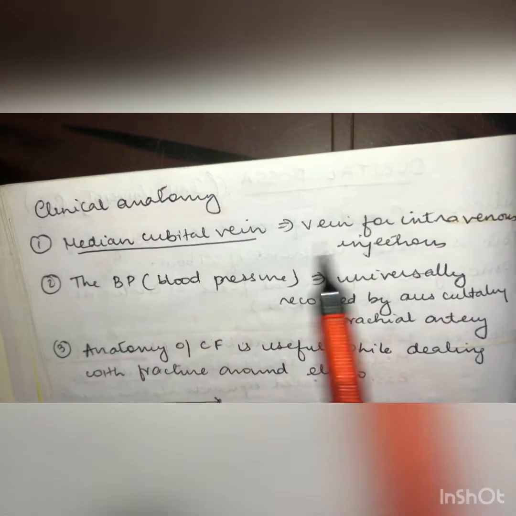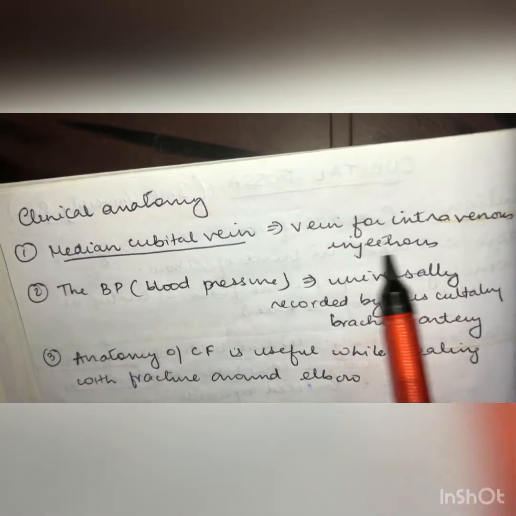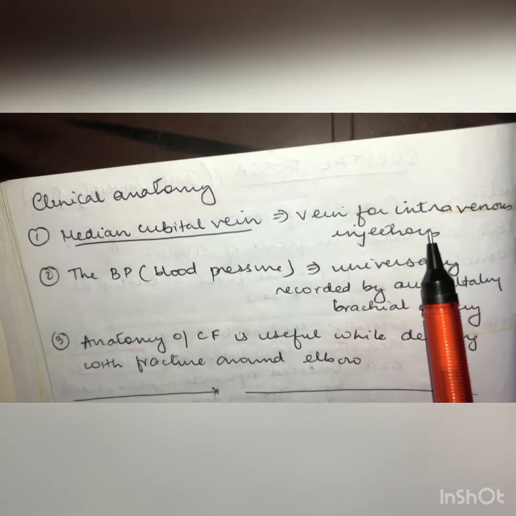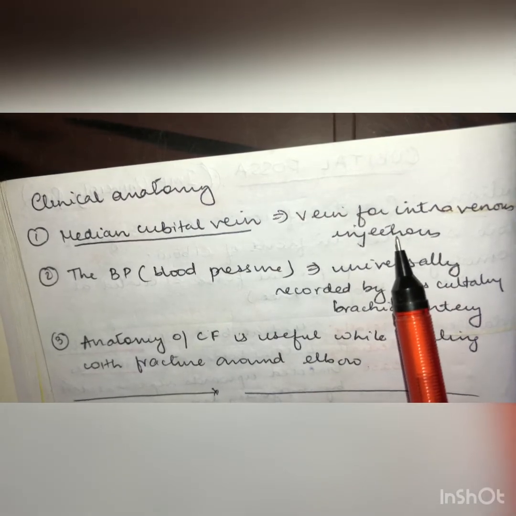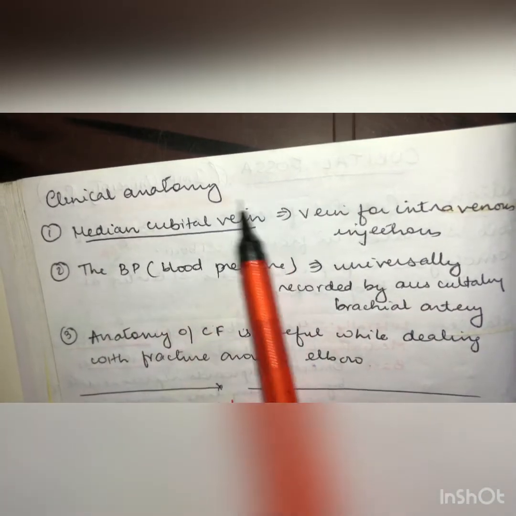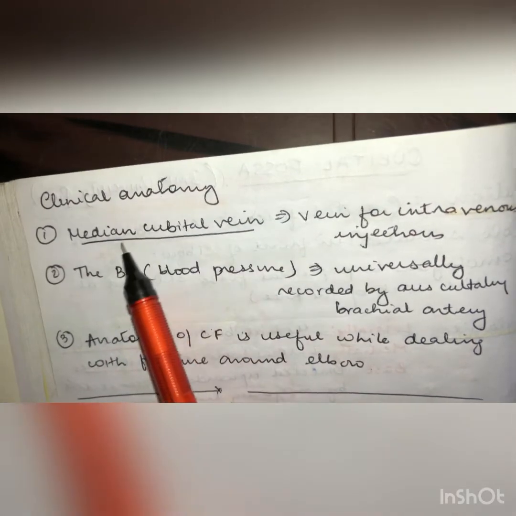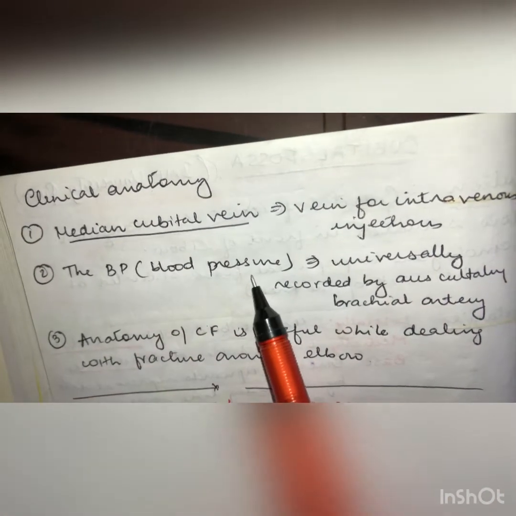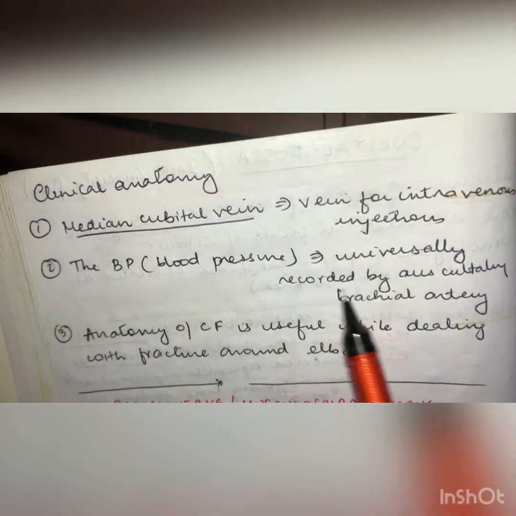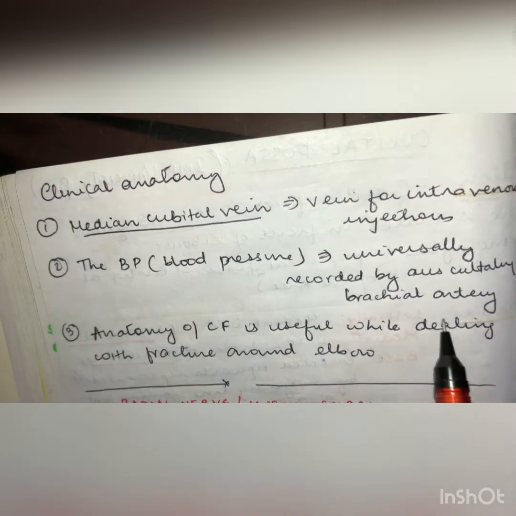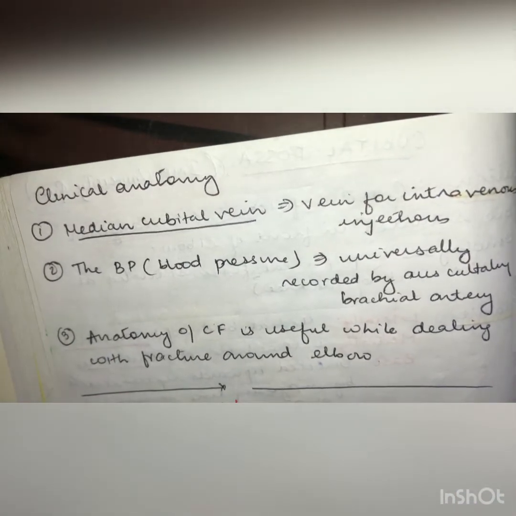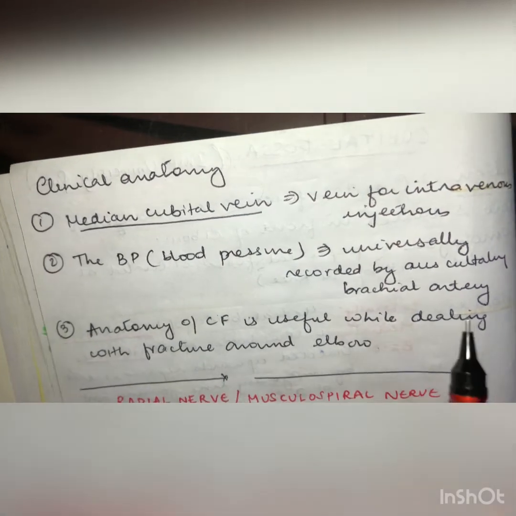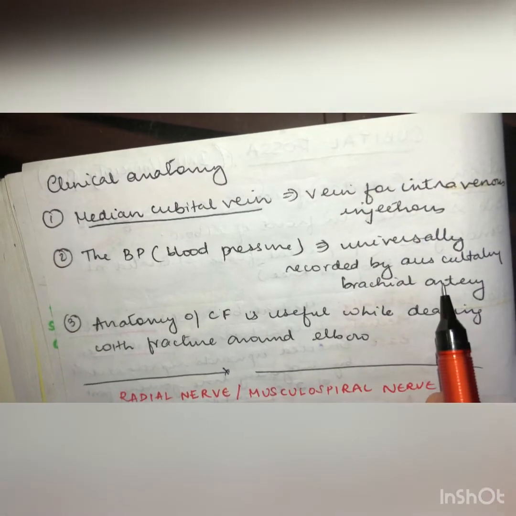Now the clinical aspect. The medial cubital vein is the vein used for intravenous injections. I think most of you have gone to the doctor for blood donation or to have your blood extracted; the medial cubital vein of the cubital fossa is the one that is mostly used for intravenous injections. The BP, that is the blood pressure, is universally recorded by auscultating the brachial artery. We know that most of the time the BP cuff is put around your arm, so it is done by auscultating the brachial artery.